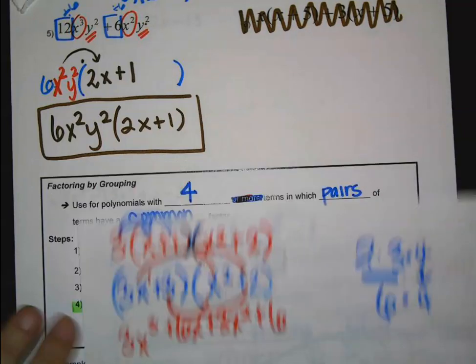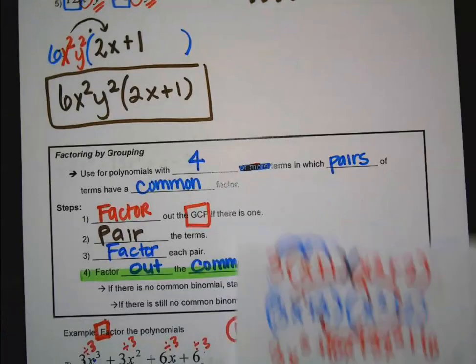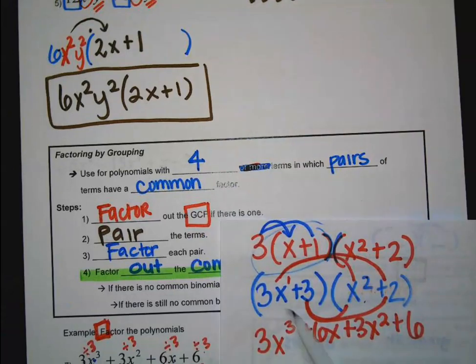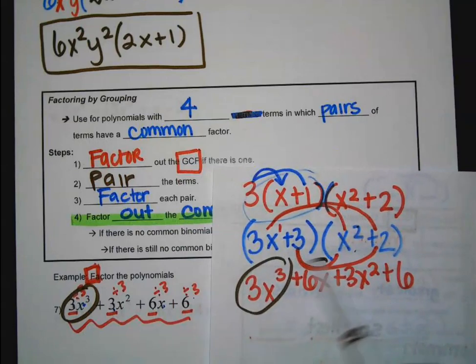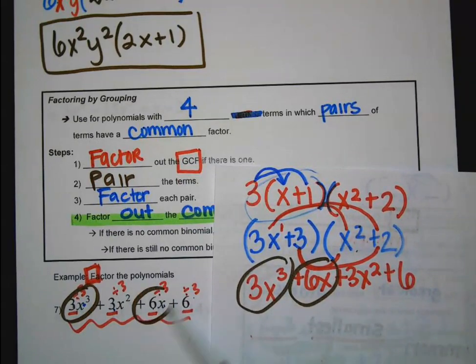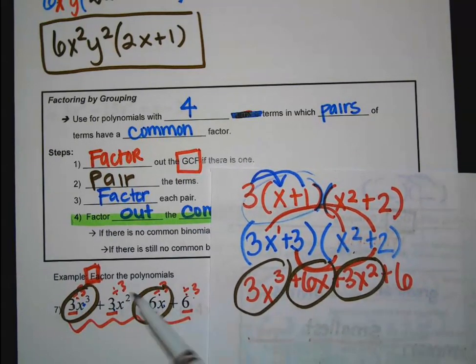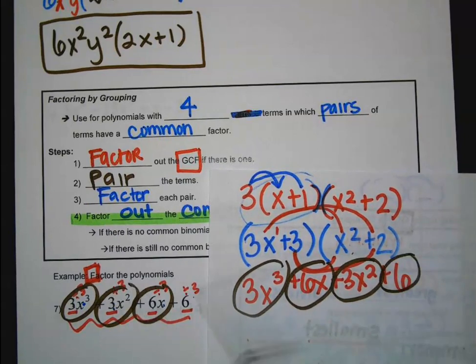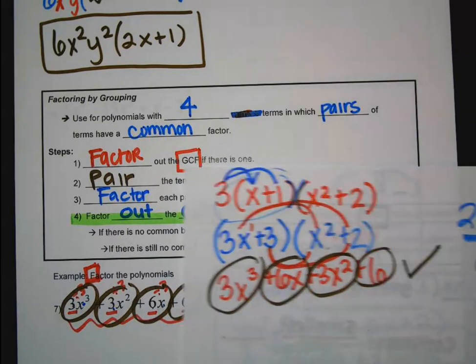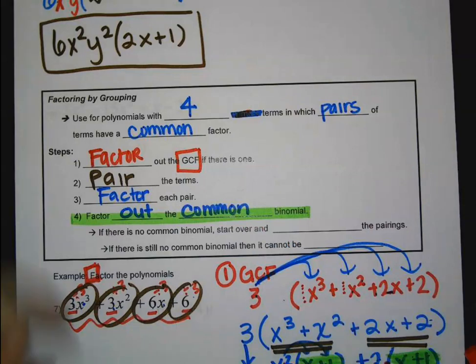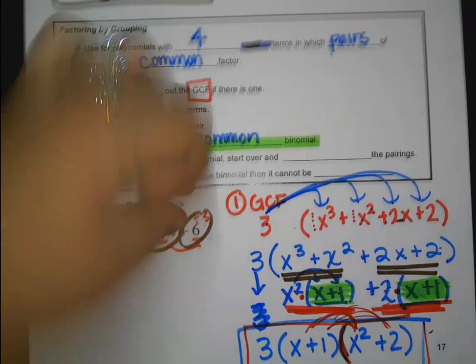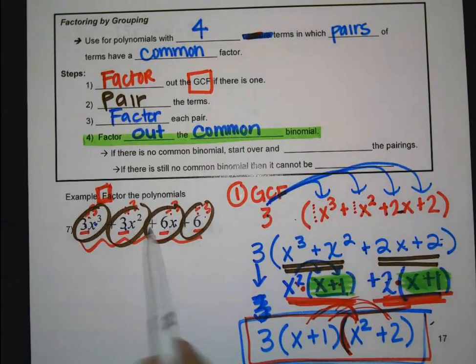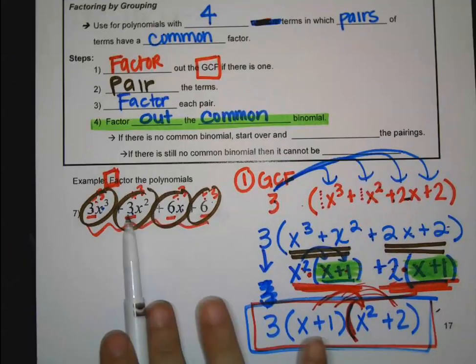Okay, so now if we check, if we get the same answer here, we have 3x cubed here. That's what I have here. I have a 6x here. That's what I have here. I have a 3x squared, I have a 3x squared here, and I have a 6, and I have a 6, so it does work. So again, factoring just means instead of this being an addition problem, rewrite this as something that when you multiply it out gives this.